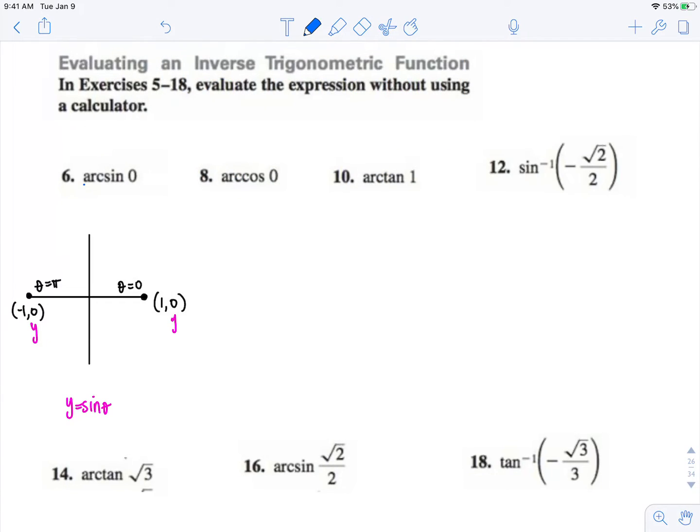But if we're focusing on arc sine, our inverse function, that is only defined for a range where our angles are between negative pi over 2 and pi over 2. Graphically, that is this right side of the circle only. So therefore, I can't use this half. So therefore, arc sine of 0 is 0.